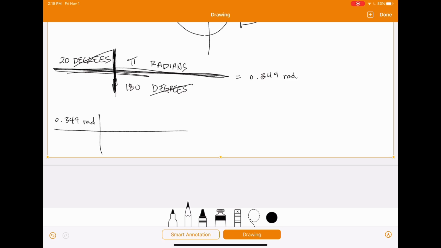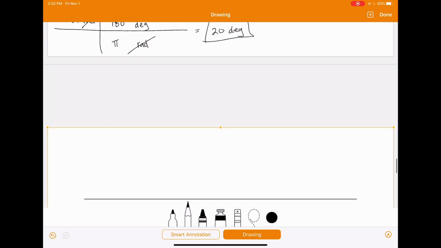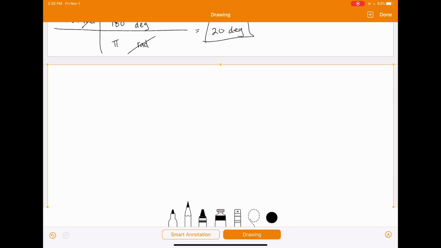Radians is on top here, so we know it's got to be on the bottom, so we can cancel it out. Stick degrees on the top, 180 degrees in pi radians. Radians cancel, and you end up with 20 degrees. All right, so you can go ahead and try one of those on your own.